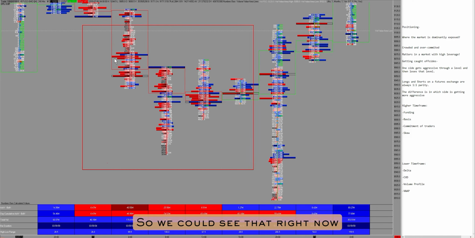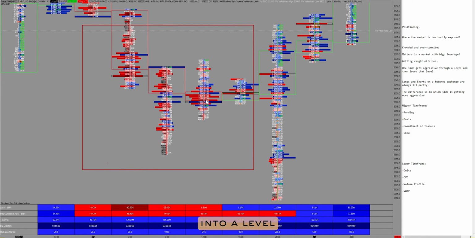So we could see that right now the delta is mostly negative. You can see there's a ton of volume on the side of the bid, so we know that shorts are getting very aggressive into this move. So this is a potential setup for one of these reversals because one side of the market is getting overly aggressive into a level. Okay, they are getting a little bit overcommitted.